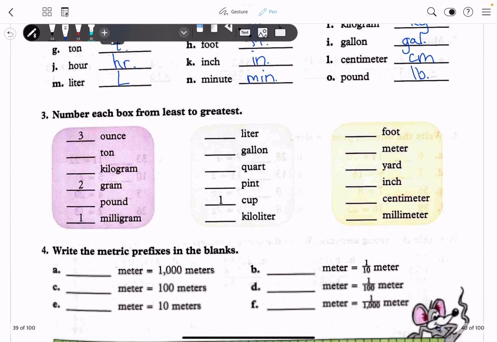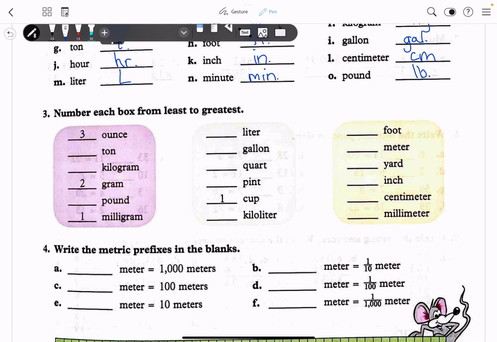All right, and then on part 3, in each box, you are going to number from 1 to 6 the measurements from least to greatest. Okay, so in the purple box, they started for you. Out of all of those, the smallest is a milligram. Then the next smallest is a gram. Then an ounce. And then next would be a pound. And then a kilogram. And then a ton. Okay, so once you get that written down, I want you to pause and try to do the green box and the yellow box by yourself. And then come back and I'll go over it with you.